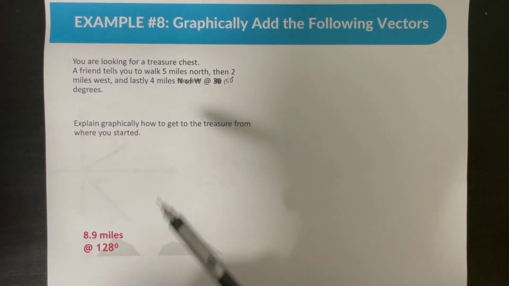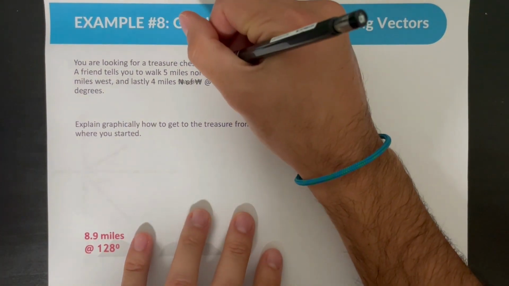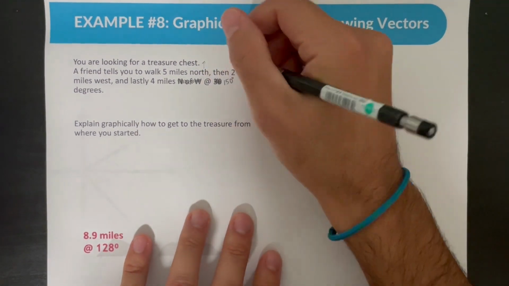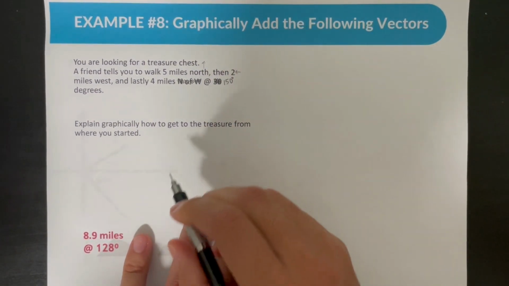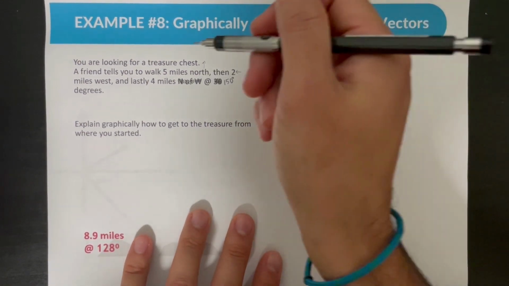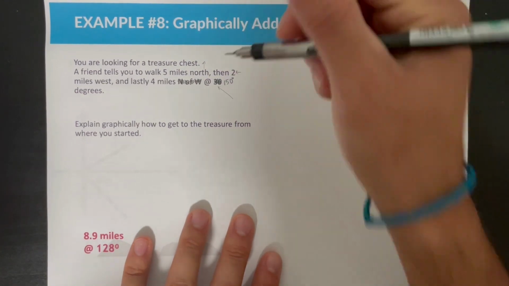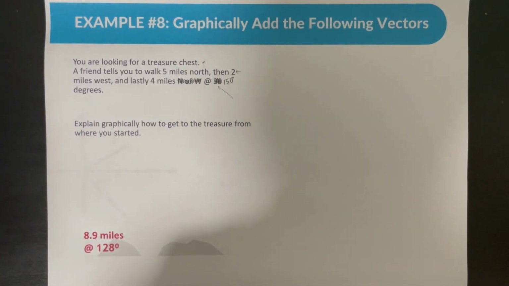Okay, so let's look at this. You're looking for a treasure chest. A friend tells you to walk 5 miles north. I'm going to draw that. 5 miles. You're going to start out going that way. 2 miles west, going 2 miles that way. And lastly, 4 miles at 150 degrees. So we know 90 is straight up, 180 is directly to the left, so 150 is going to be something like this. Explain graphically how to get to the treasure chest from where you started.